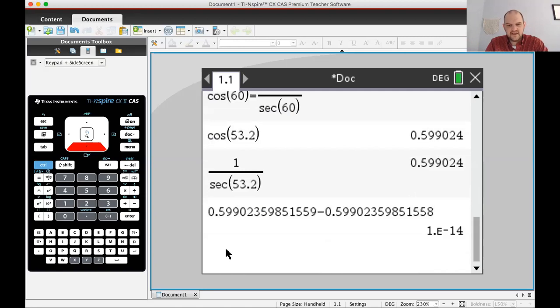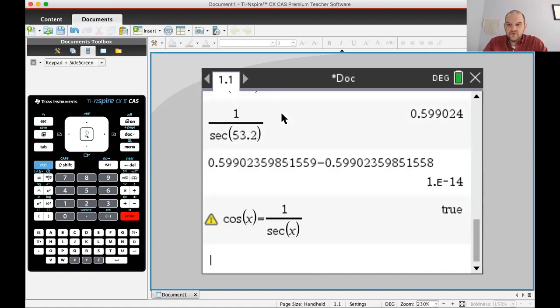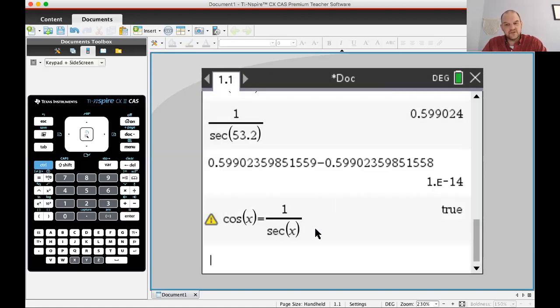Can I say that the cosine of x equals 1 over the secant of x? True. Conditionally. It's going to say something about domains. Domain of the result might be larger than domain of the input. That's something we will have to worry about as we go forward. We don't need to worry about it right now.